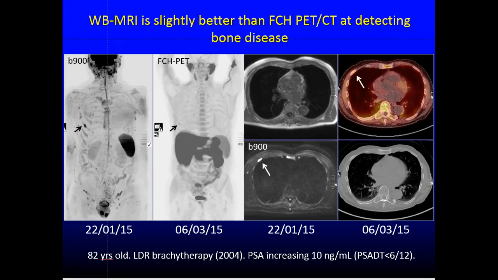It also turns out that for the bone marrow, the MRI is slightly better than the choline PET, and this is probably related to the intrinsic high cellularity of the bone marrow on a choline PET. So here's a lesion that is negative on the fluorocholine PET, but is very much positive on the MRI scan.